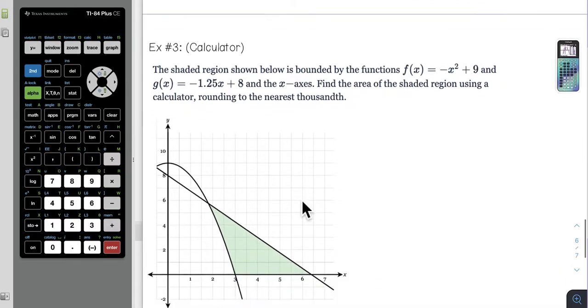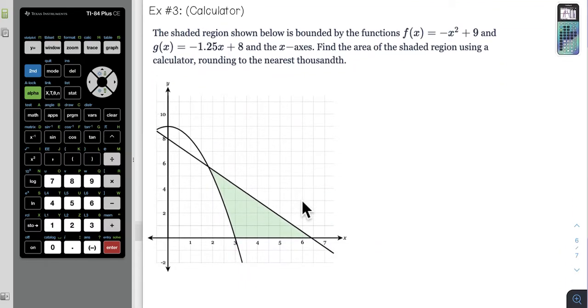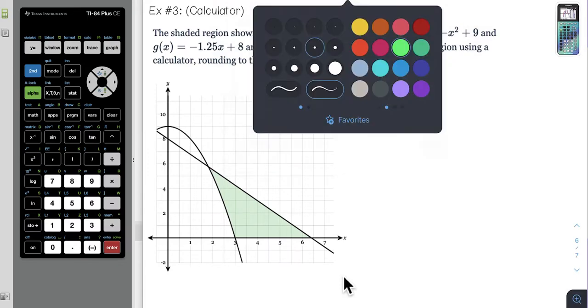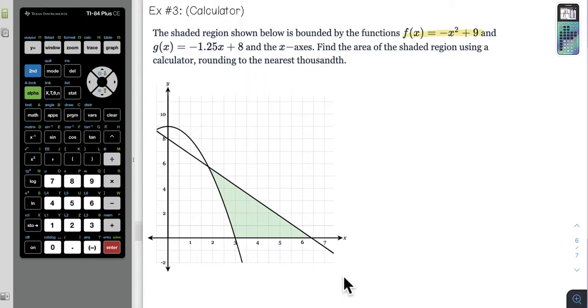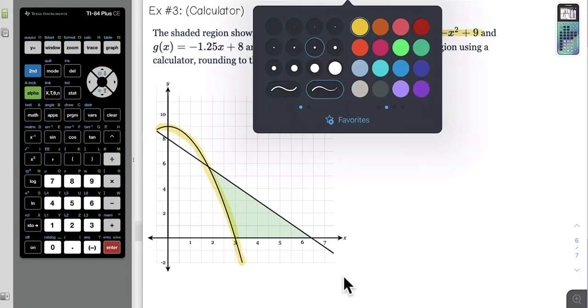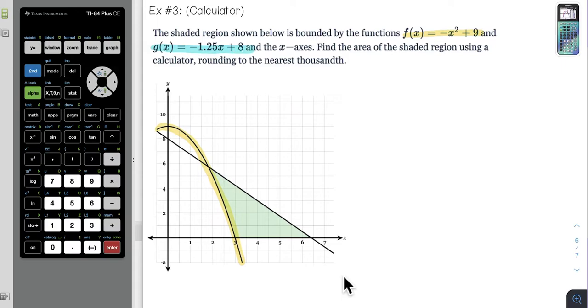Right. So this one we also have a calculator for, and actually already gave you the picture just so we can label it. So we have f of x is negative x squared plus 9, so I'm just going to highlight that in yellow on the graph. So that's our parabola curve here. And then we have the line negative 1.25x plus 8, right? And that's right there.